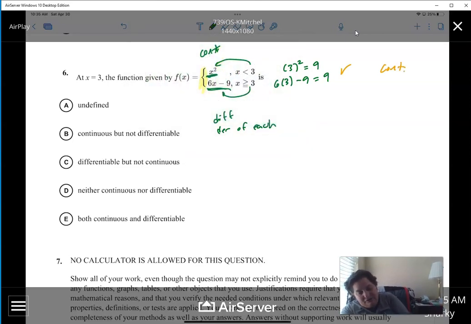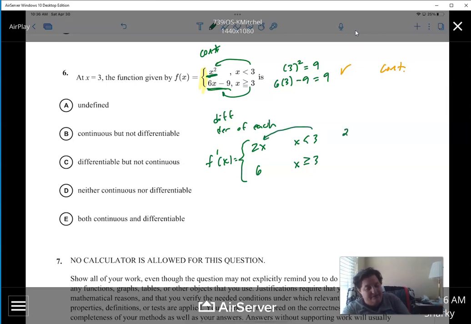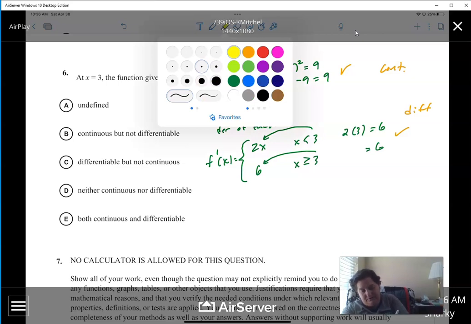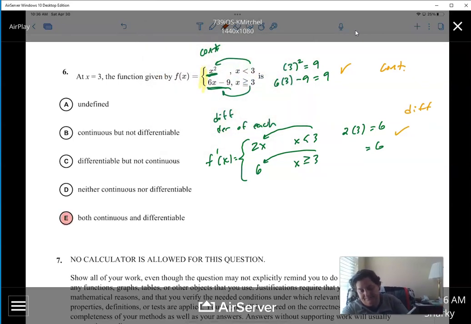Now let's go down here. Let's take the derivative of each one. Not that I've necessarily seen it written like this, but it makes sense to me. So the derivative of x squared is 2x when x is less than 3. The derivative of 6x minus 9 is 6 when x is greater than or equal to 3. All right. And now if I plug 3 into 2x, that's going to give me 6. If I plug that in, well, that's just a constant. That's going to give me 6. Those are the same. So it's not only continuous, but it's differentiable as well. So I can go ahead and pick continuous and differentiable.